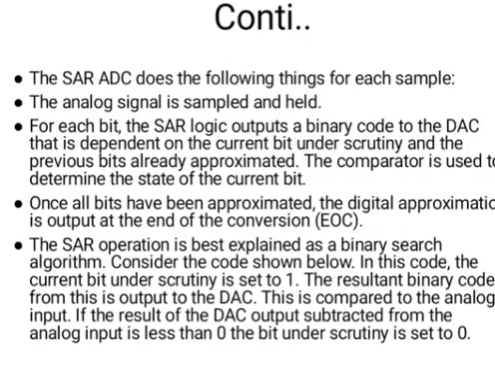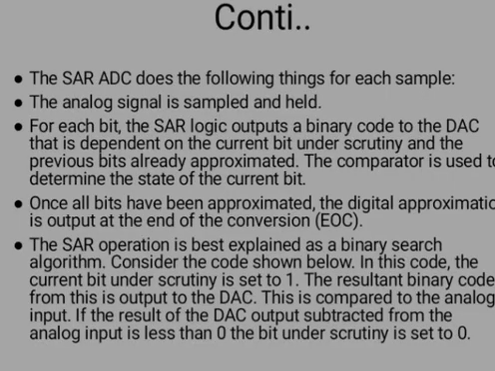The analog signal is sampled and held. For each bit, the SAR logic outputs a binary code to the DAC that is dependent on the current bit under scrutiny and the previous bits already approximated. The comparator is used to determine the state of the current bit. Once all bits have been approximated, the digital approximation is output at the end of conversion.